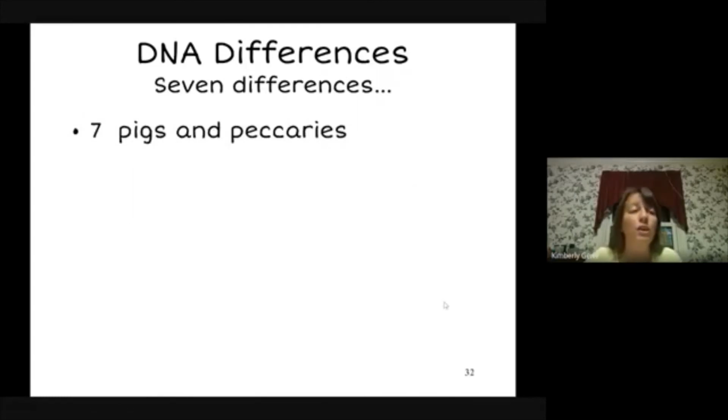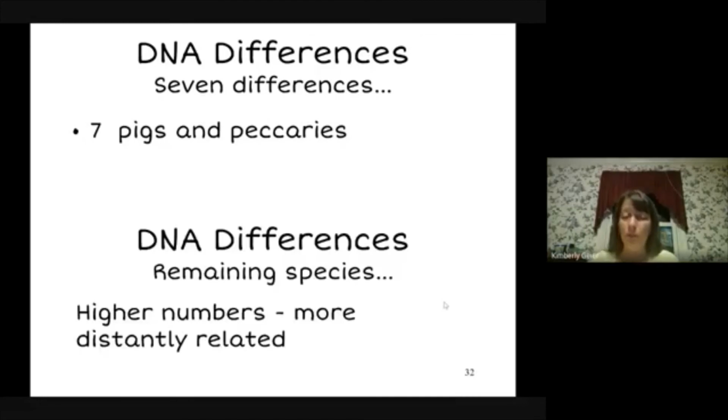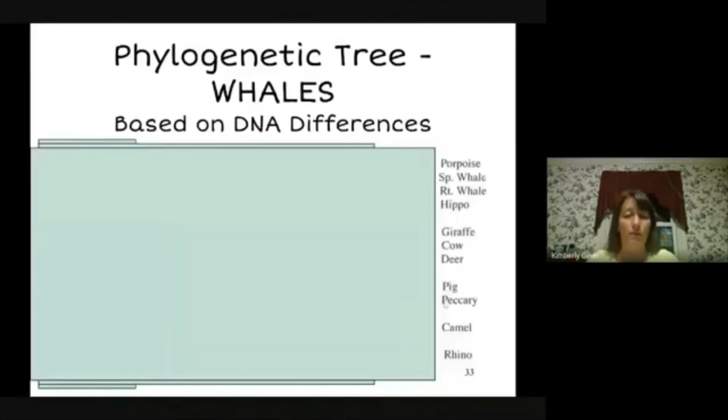All right, then we start looking at other pairings. Pigs and peccaries have 7 differences. What does that suggest about how closely they are related to each other? Then we could keep going. Hopefully you're seeing that the higher the numbers, the more distantly related things are. So the lower the numbers, the closer related. The higher the numbers, the more distantly related.